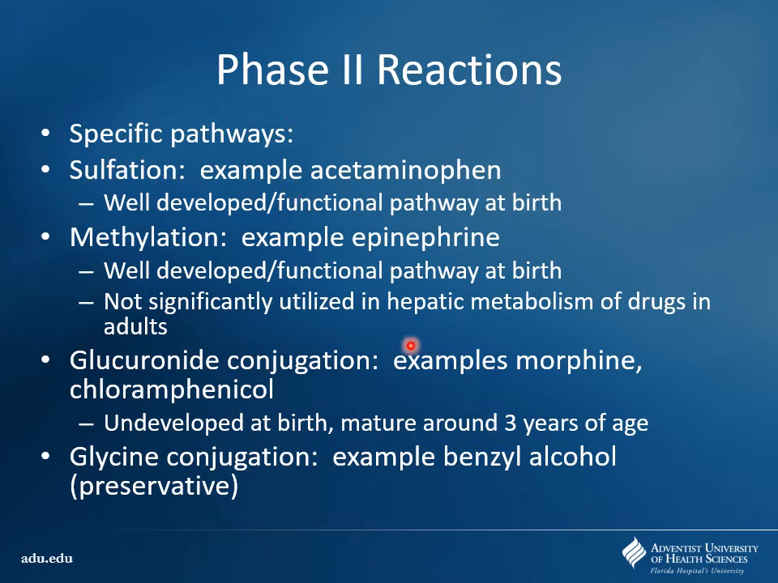So again, looking at specific pathways, we mentioned sulfation and acetaminophen. With things like glucuronide conjugation, you can find that morphine metabolism may be underdeveloped at birth, but it's mature around 3 years of age or so. So morphine may have an increased half-life in these little kids, which could be good in some cases.